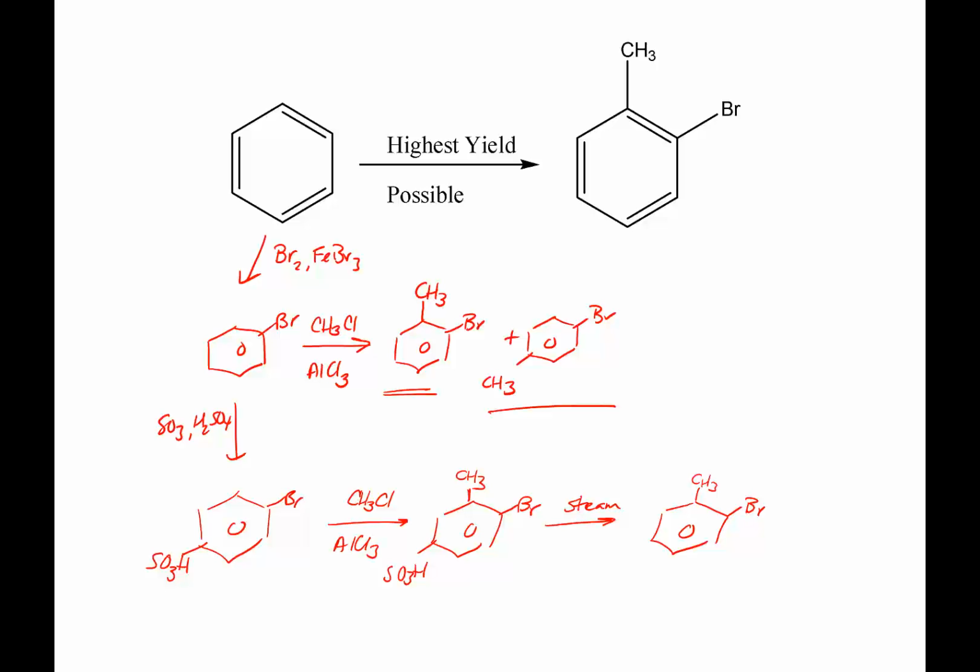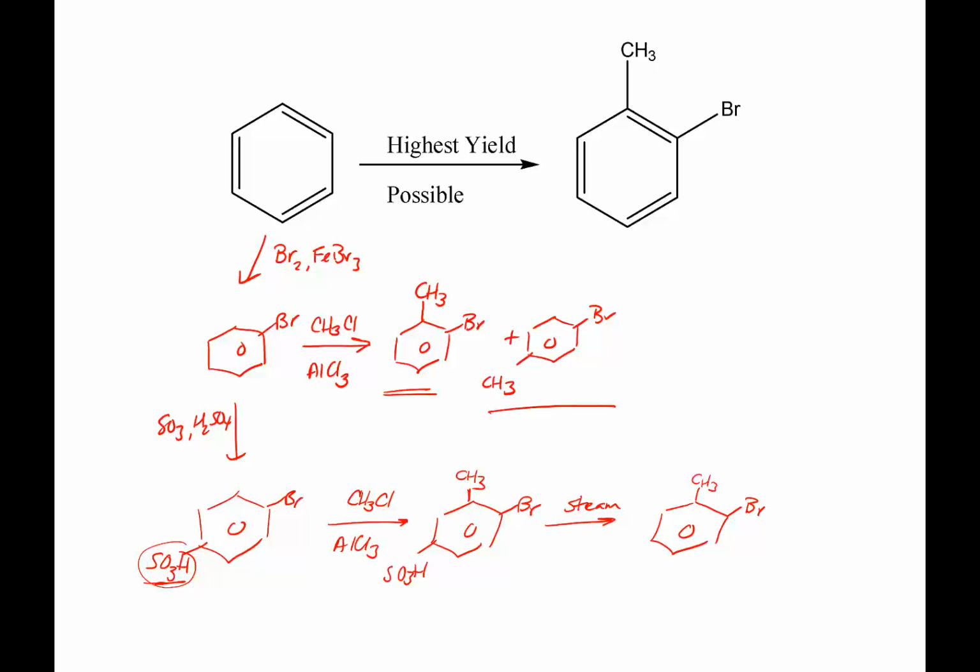Can you block like one more spot? You could, and you could also block a meta position if you needed to. The only problem is going to be that these groups are not going to want to go next to each other. So you're either going to want them para to each other, or maybe, and para you can't get, right? Because the ideal situation here is that these groups are down low on the totem pole of directors. So when you put it on the ring, you're not going to change the director. Whatever was on there first is going to still be the director.